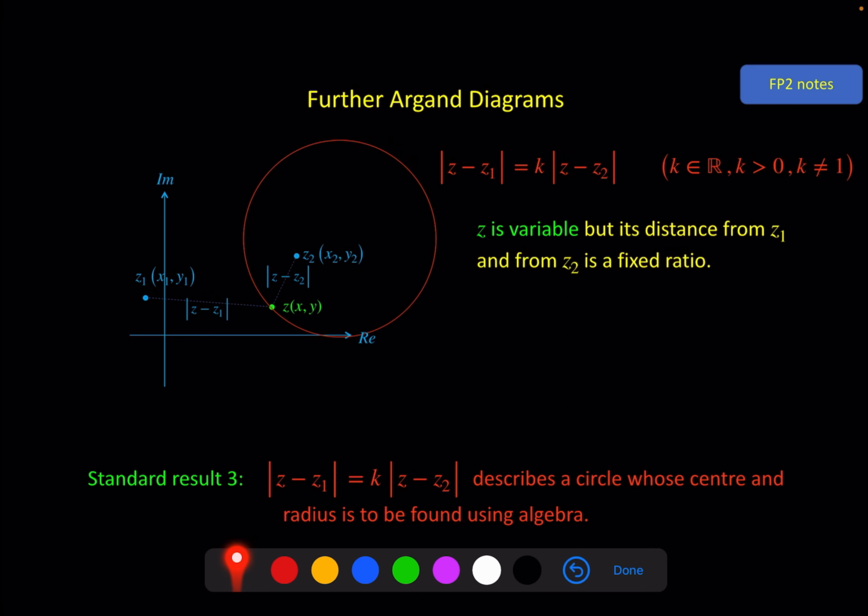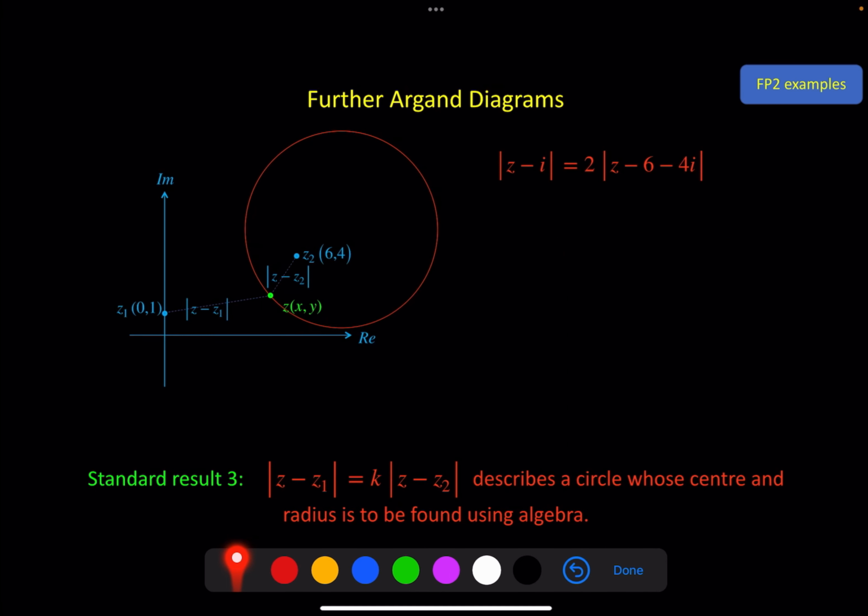So here is another example, and we will do this. So we've got z minus i, so your real part here is a 0, and the imaginary part is a 1. So just because it doesn't say it there, don't forget about those zeros. And that is going to equal 2 times this distance z from 6, 4 here. So this is roughly 2 times this. My diagram isn't perfect, but it gives you an idea.